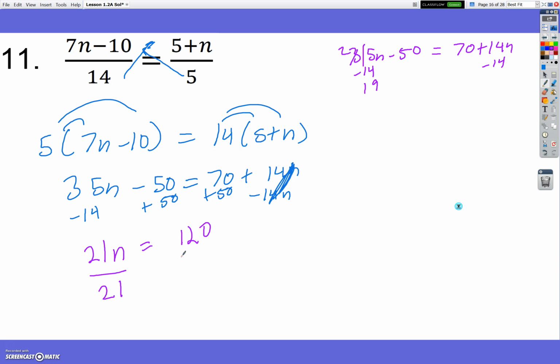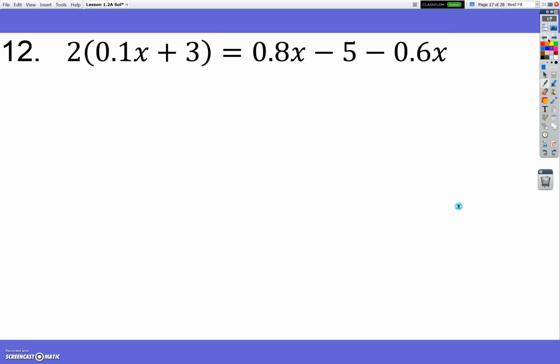So if we divide both sides by 21, I would get n by itself, but I can also reduce this by dividing the numerator and the denominator by 3. This would give me 40 over 7 as my final answer. Sorry for the confusion on number 11, I just messed up on my division part, but everything else is correct. Alright, so let's go ahead now and look at this next one.